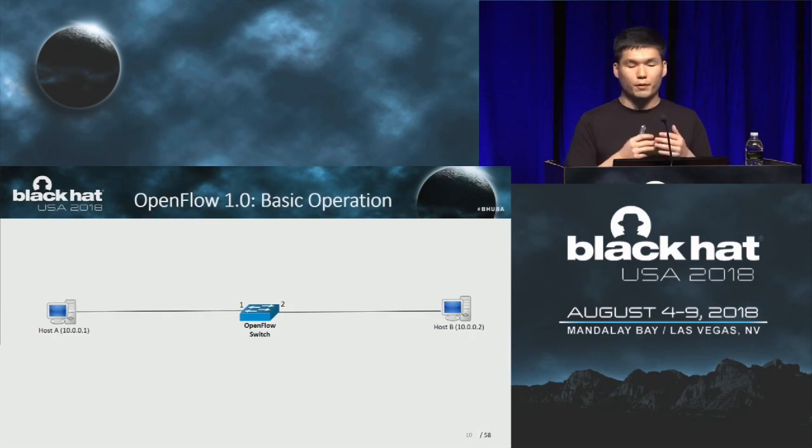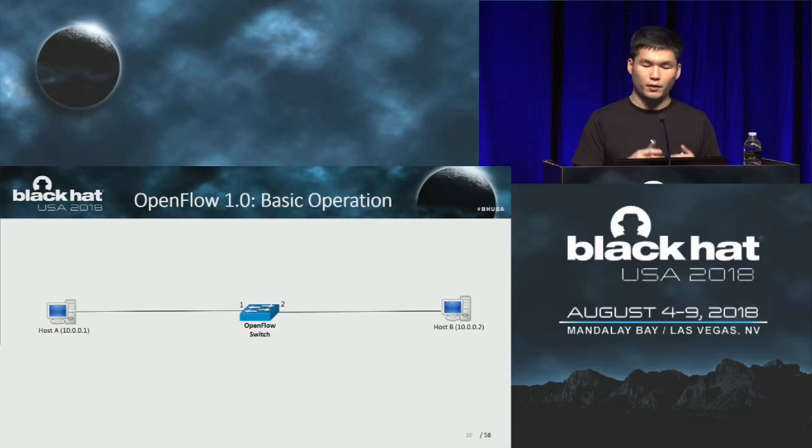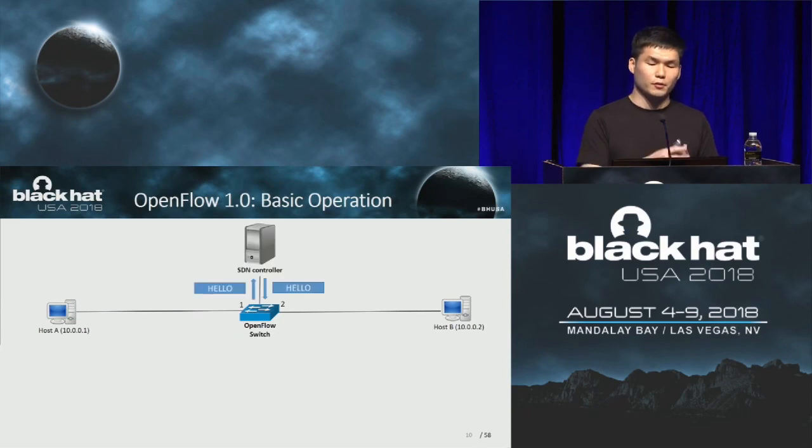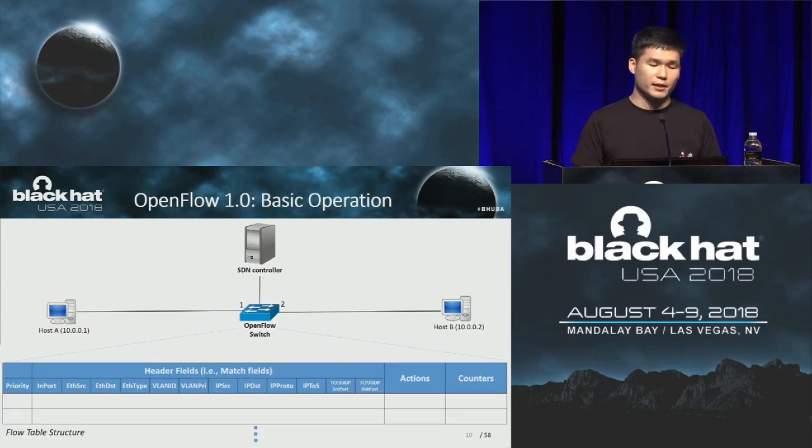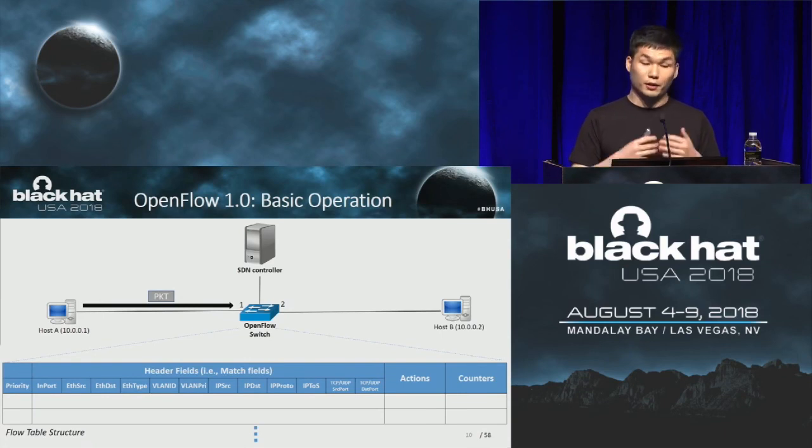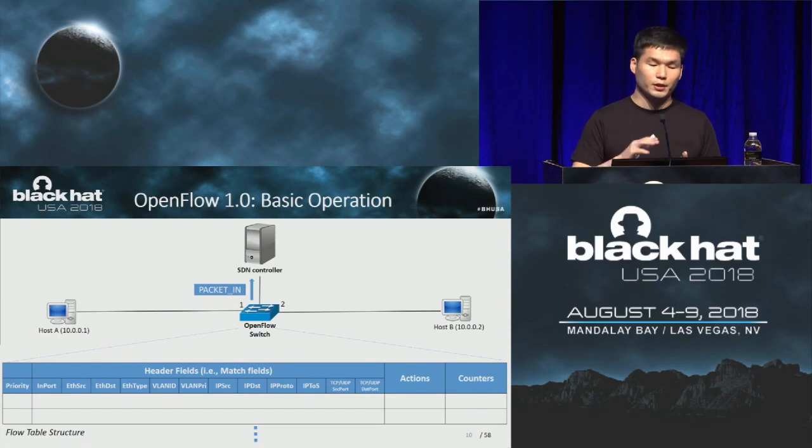Let's have a look at the basic operation of OpenFlow. Here we have a very simple network topology with 1 switch and 2 hosts. When connecting to the SDN controller, the switch exchanges OpenFlow hello messages with the controller first. After the handshake process is done, in this example, host A tries to send a packet to host B. But since there is no matched flow rule in the table, according to the OpenFlow specification, the switch sends a packet-in message, including the incoming packet header, to the SDN controller. Then, in order to install a new flow rule, the controller sends a flow-mod message to the switch so that the packet can be forwarded to its original destination.